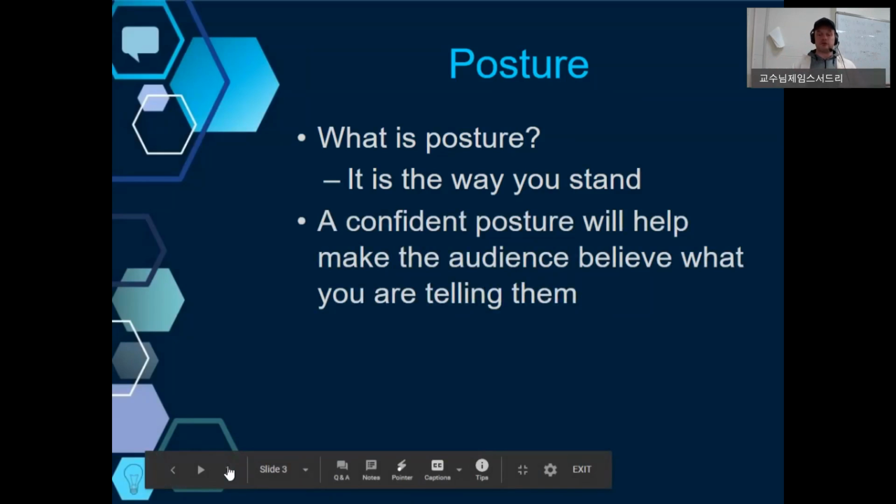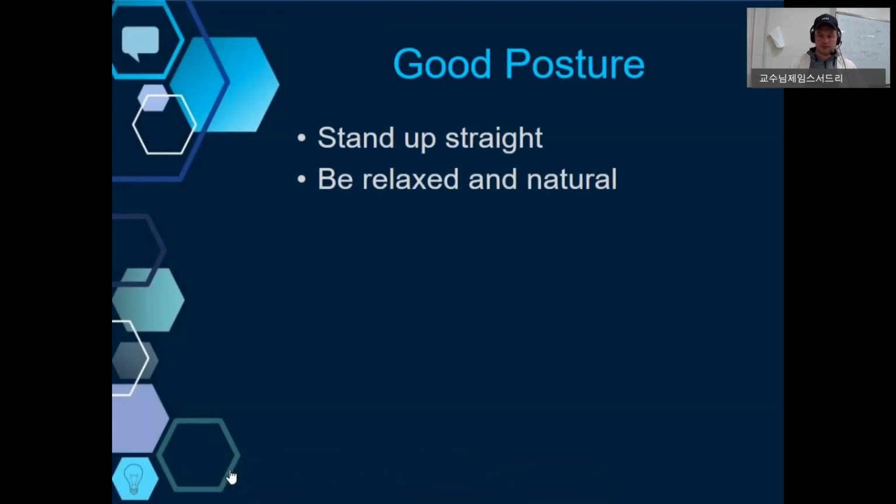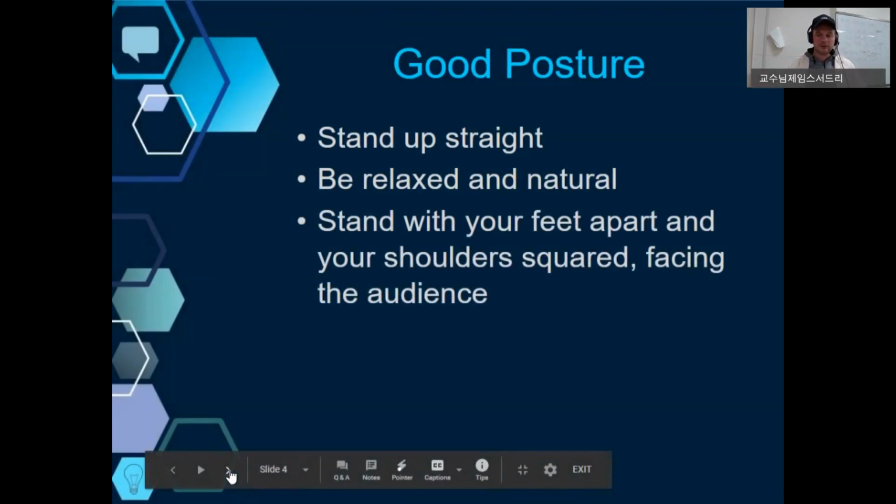Head up, posture, okay? Make people believe you, right? So a good posture, stand up straight. Be relaxed and natural. Don't look all awkward like this. No, it's got to be natural, okay? So people feel he's at ease. He's relaxed, okay? Stand with your feet apart and your shoulders square, facing the audience. That's the power stance. Feet apart. Show me your power. More power, okay?